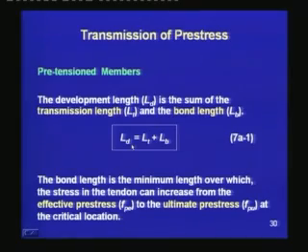Thus, LD is the length over which the stress in the tendon is developing from 0 to FPU. This consists of two components. One is LT, where the stress develops from 0 to FPE, and another component is LB, where the stress develops from FPE to FPU. The second component is called the bond length.